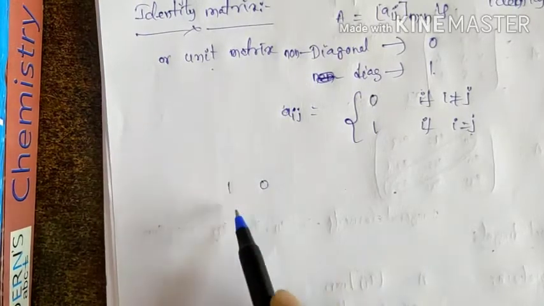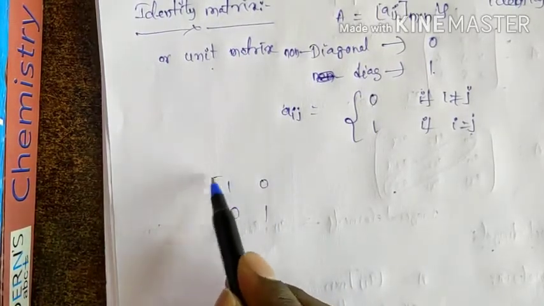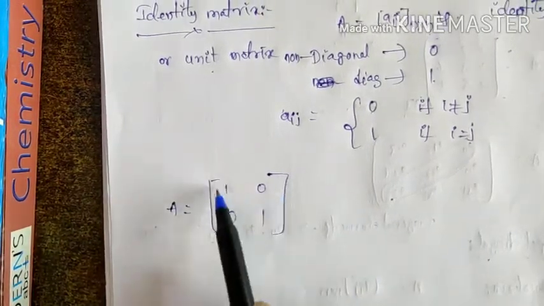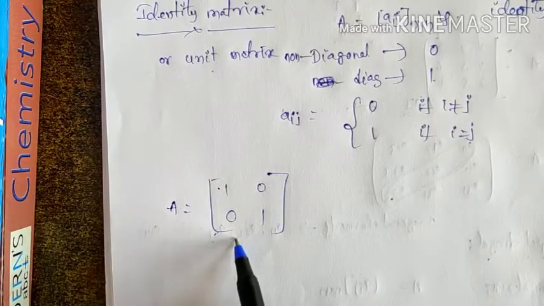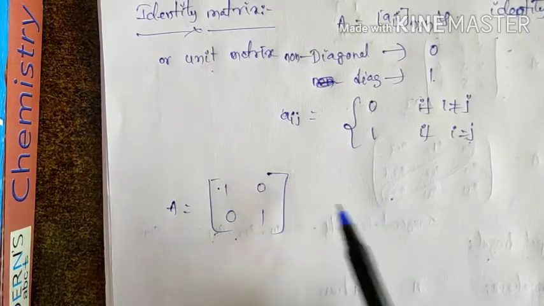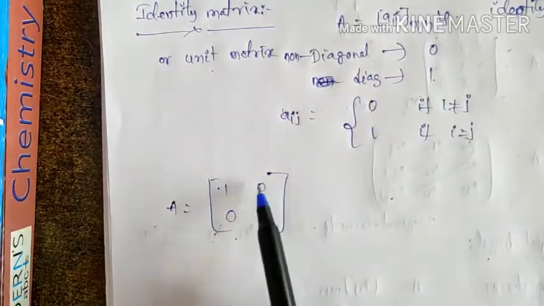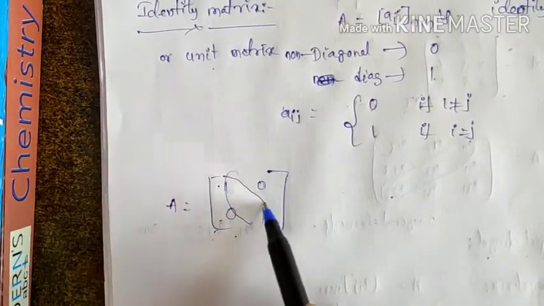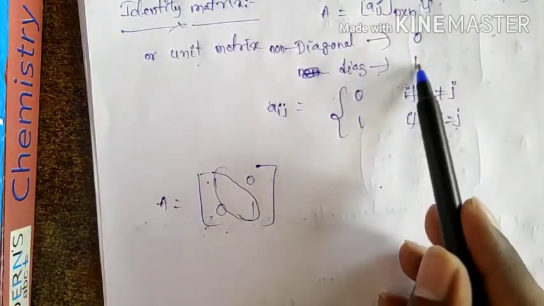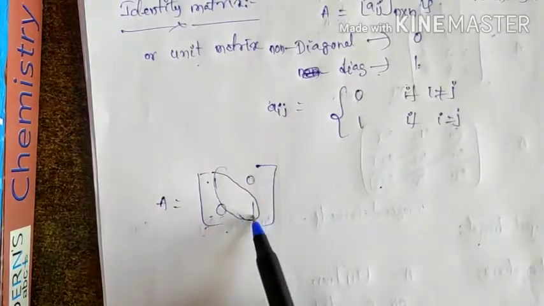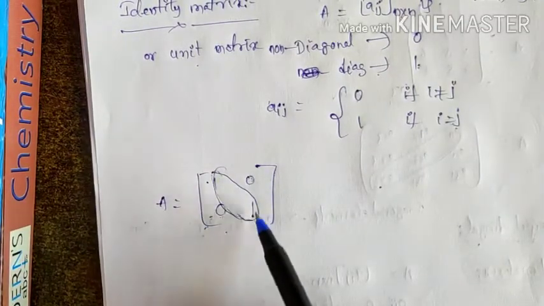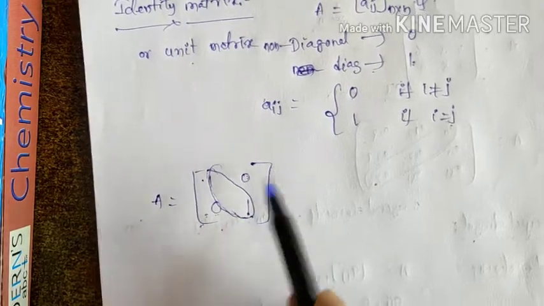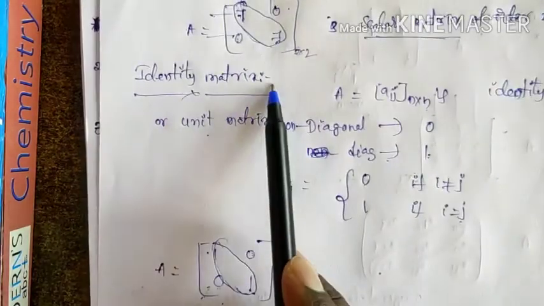Suppose A is equal to [1 0; 0 1]. Here, this is a square matrix because it is a 2 by 2 matrix, right? Then another condition: non-diagonal elements are 0. So here these 0 and 0 are non-diagonal elements, right? These are the diagonal elements, and the diagonal elements are equal to 1, right? So that's why it is an identity matrix or unit matrix.